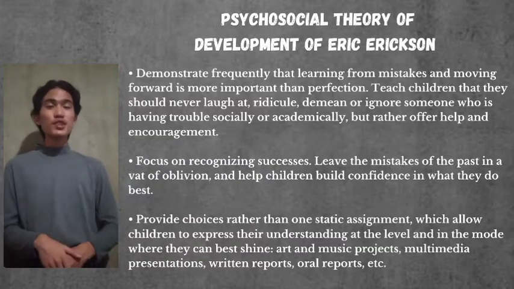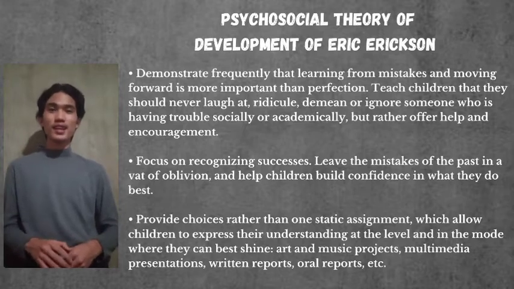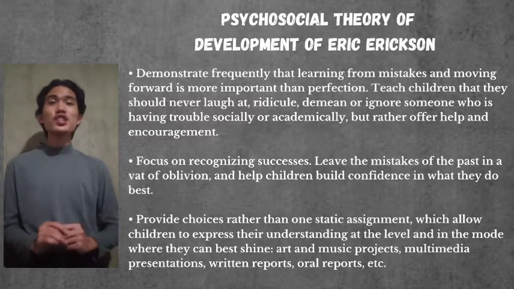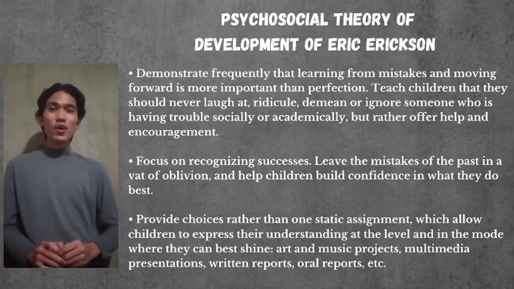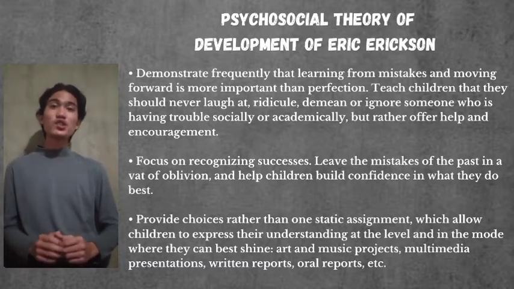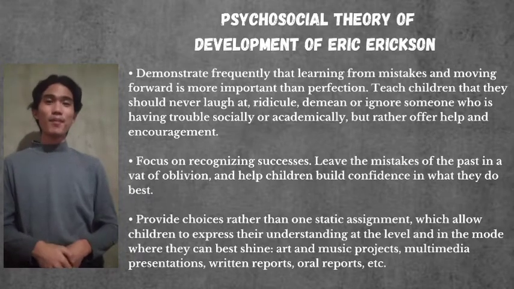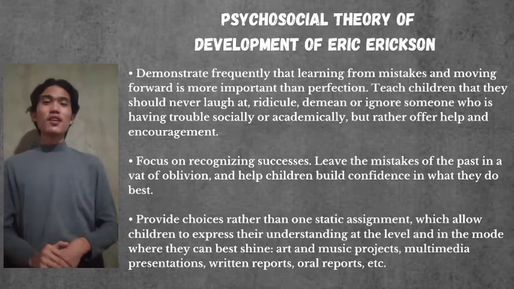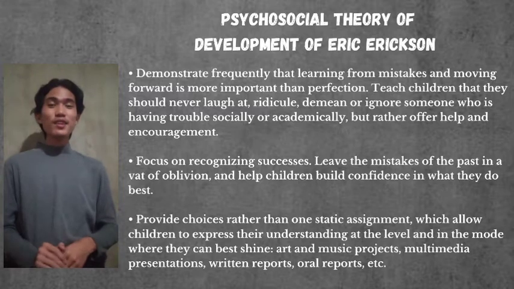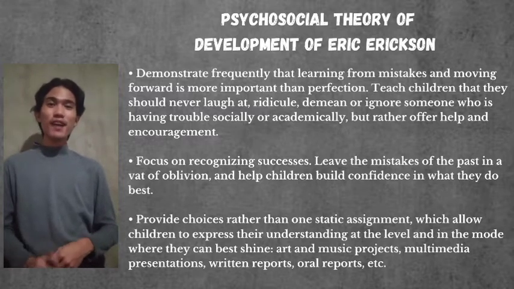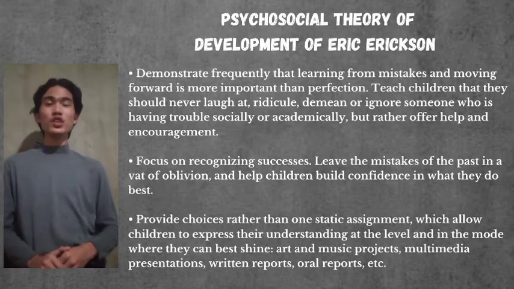Third, demonstrate frequently that learning from mistakes and moving forward is more important than perfection. Teach children that they should never laugh at, ridicule, demean, or ignore someone who is having trouble socially or academically, but rather offer help and encouragement. Fourth, focus on recognizing success. Leave the mistakes of the past in a vat of oblivion and help children build confidence in what they do best.